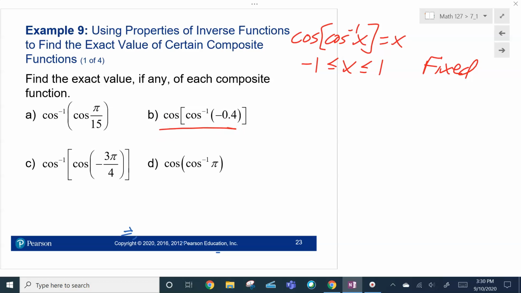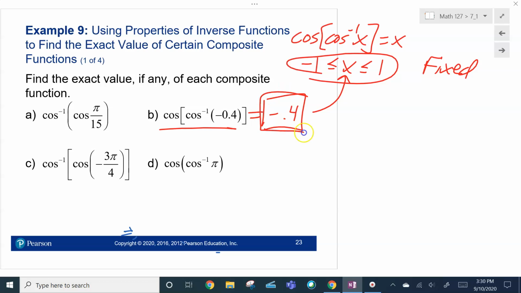So let's do this one. The cosine of the arc cosine of negative 0.4, that'll undo it and give you negative 0.4 as long as negative 0.4 is between negative 1 and 1, and sure enough it is. There's no problem with that. That's greater than or equal to negative 1, but it's also less than or equal to 1, okay? How about this one? The cosine of the arc cosine of pi is pi if pi is less than or equal to 1 and greater than or equal to negative 1. Well, that's not true. Pi is 3.14. So that doesn't work.